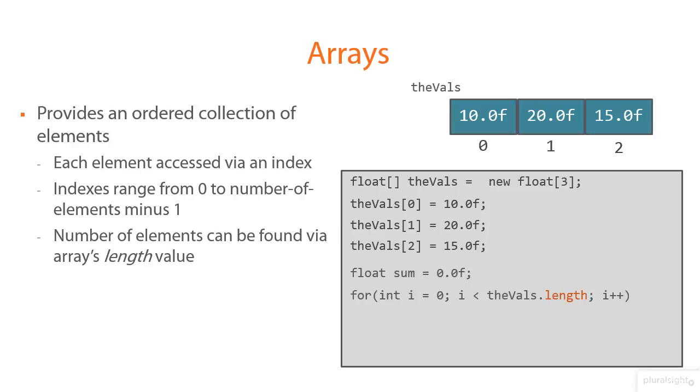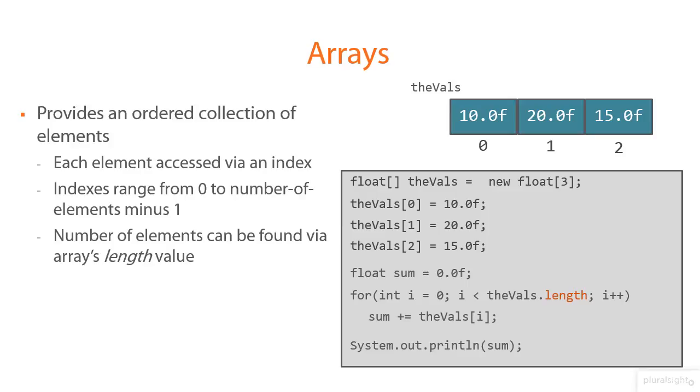So I can write a loop like for int i equals 0, as long as i is less than theVals.length, that'll walk through each element as long as I increment i by 1 each time, which we've done here. So I can sum up the values in this array by simply sum plus equals theVals sub i. Each pass through this loop, I'll go through a different element, the 0th, first, and then the number 2 element. Then I can, of course, print out that sum.